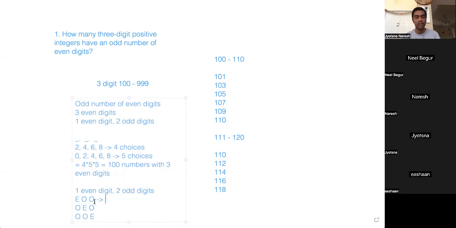So yeah, 0, 2, 4, 6, or 8 are the even numbers, but can we do the first digit being 0? Is that possible? No. Oh, wait, no. So there's 4. Good, 4. Now, what about for the second odd digit?